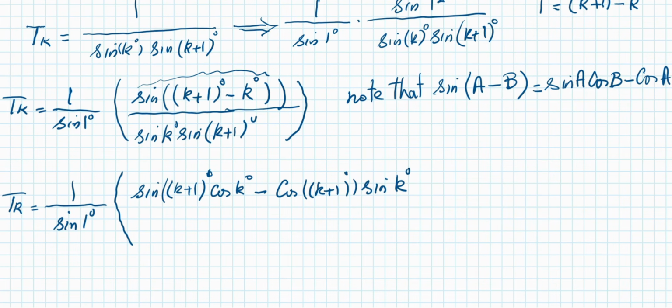So this relationship is converted, divided by sine of k degree sine of k plus 1 degree.